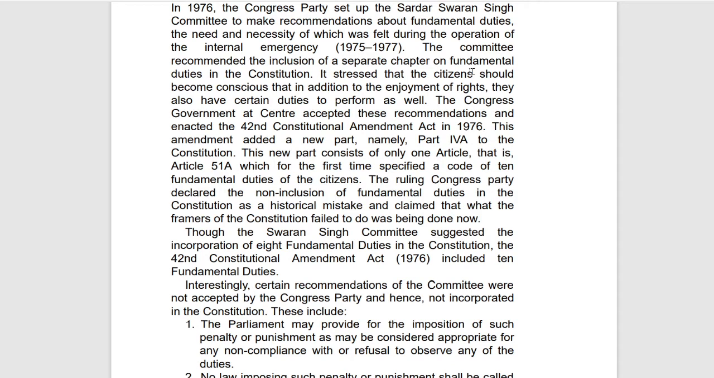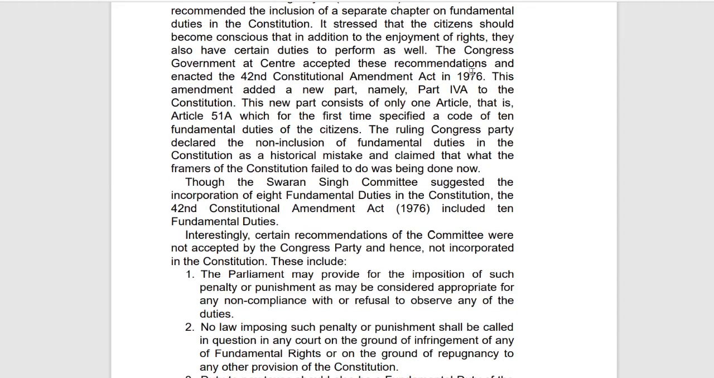The ruling Congress party declared the non-inclusion of fundamental duties in the Constitution as a historical mistake and claimed that what the framers of the Constitution failed to do was being done now. Though the Swaran Singh Committee suggested the incorporation of 8 fundamental duties in the Constitution, the 42nd Amendment Act included 10 fundamental duties.